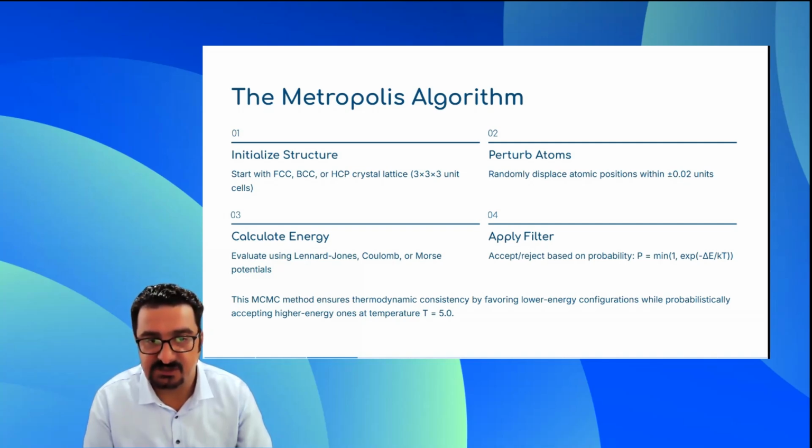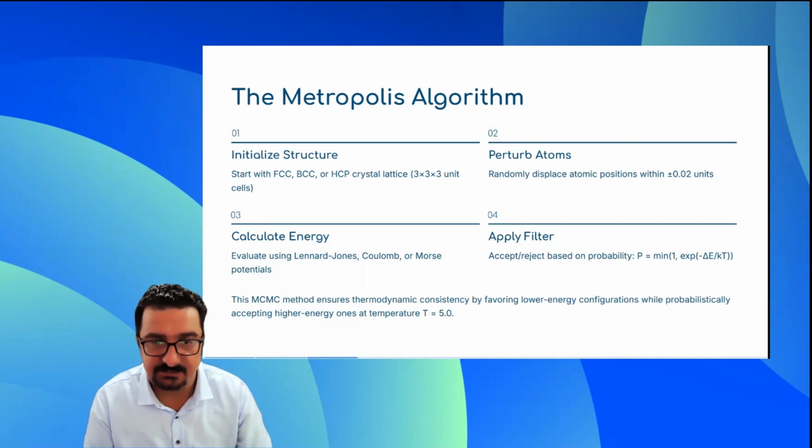The energy of each perturbed configuration is evaluated using interatomic potentials. The Lennard-Jones potential captures van der Waals interactions. The Coulomb potential accounts for electrostatic forces, and the Morse potential models bonding interactions. These models provide a physically meaningful basis for estimating the stability of atomic arrangements.